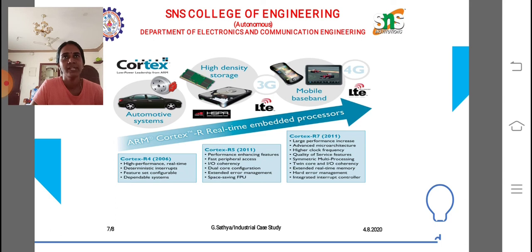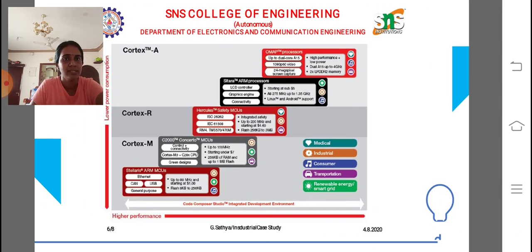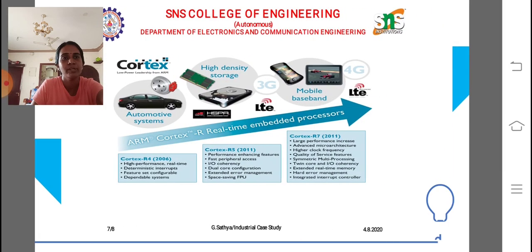For this ideate part, we have chosen Cortex M, R, and A. These three Cortex ARM processors provide the solution in higher end applications. So we have identified these three processors. We have discussed how these three processors provide solutions in our automobile systems, storage usage, and mobile systems.